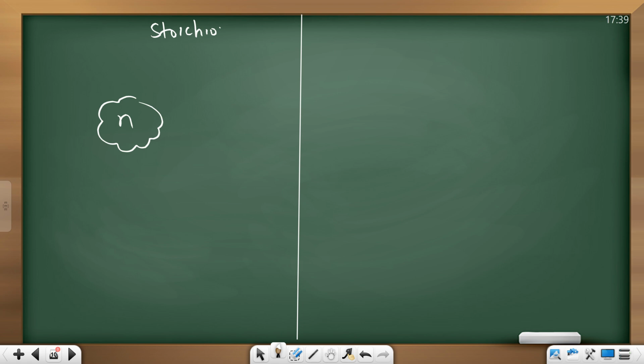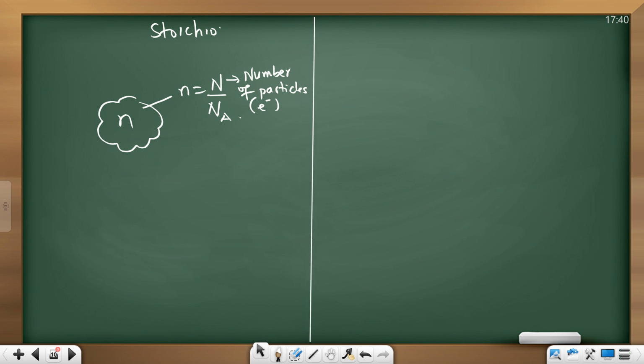What can I get from number of moles, my dear learners? n equals what? Number of particles over Avogadro's constant. Please, this is number of particles. And one of the particles that we know is what? Electrons. An electron is a particle. Ions are particles. Cations are particles. So all of them go into that. What else?